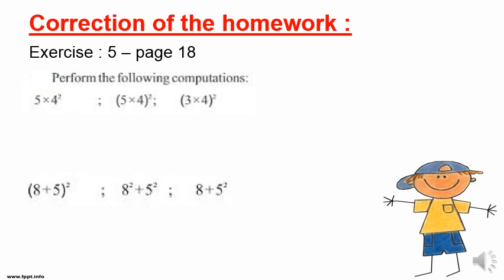We have multiplication and exponent. According to PEMDAS, or Please Excuse My Dear Aunt Sally, we have to start with the powers. Okay, so we keep 5 times and we solve 4 squared, which is 4 times 4 to give me 16. So 5 times 16, which will be 80.